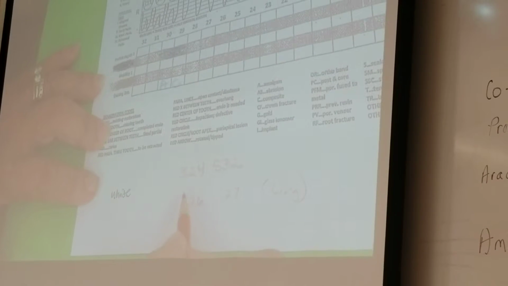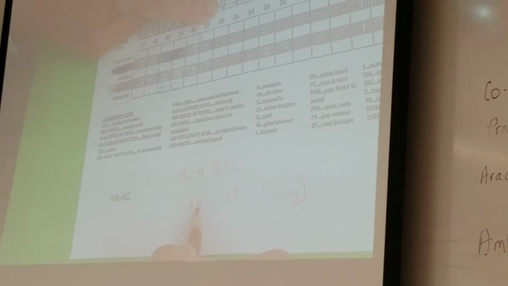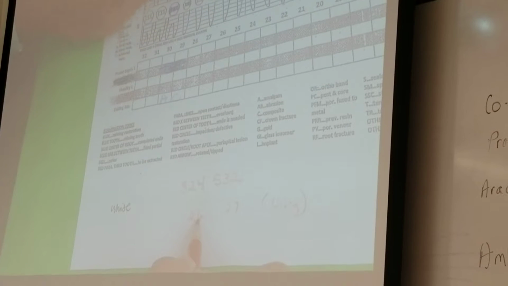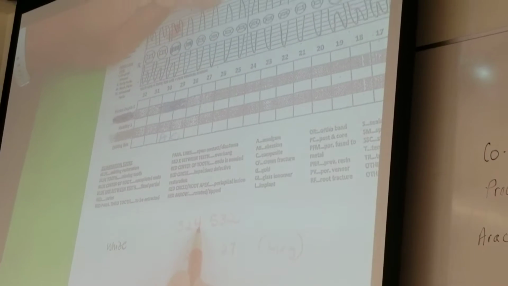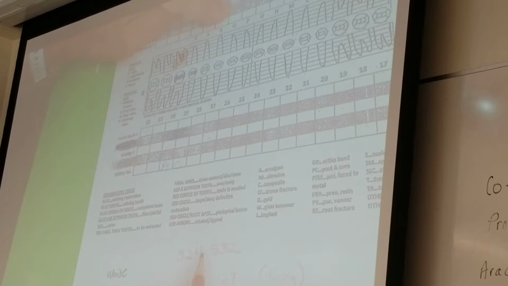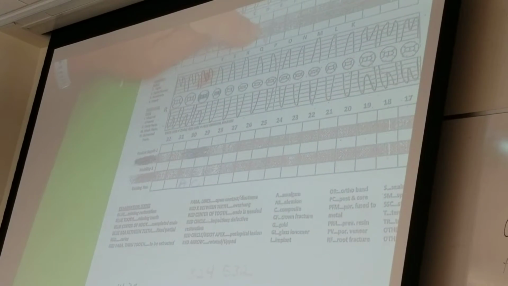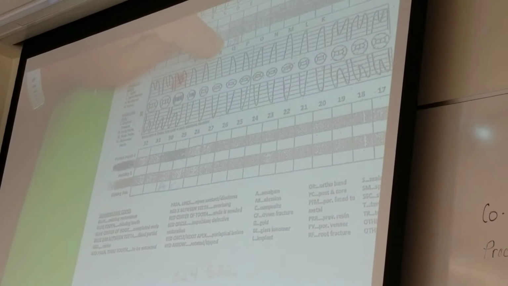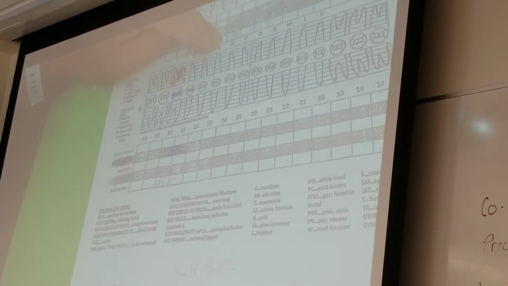So this is 26 lingual. So this would be what? 4, 2, 3. So this would be 4, because 4 is considered pathology, that's in red. 2 and 3. 2s and 3s are not pathology. 4s are.